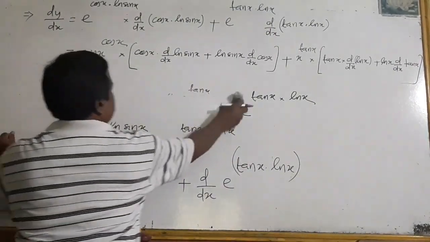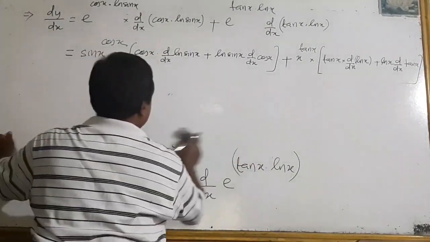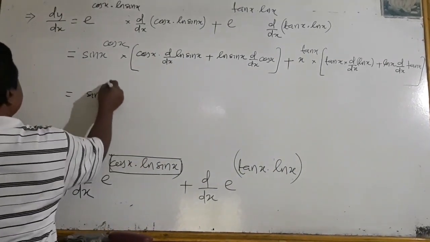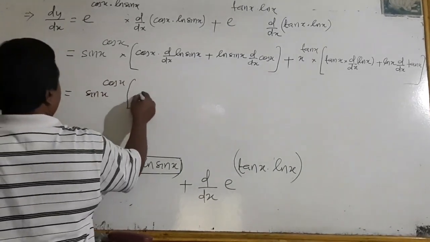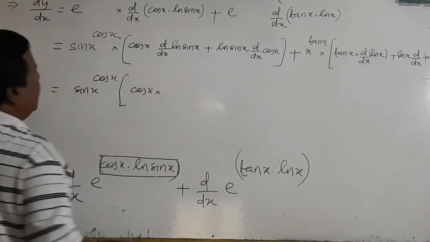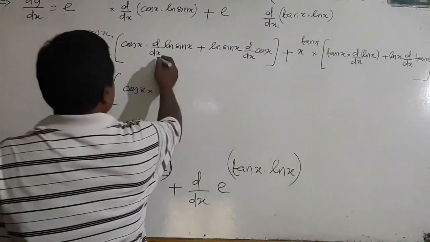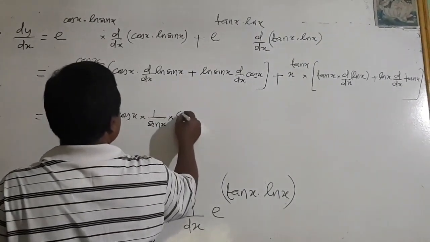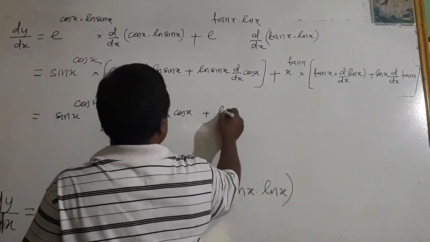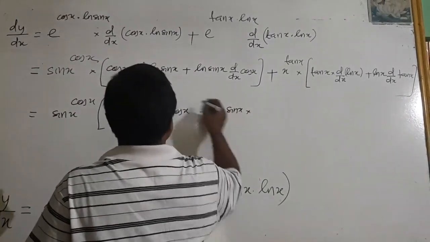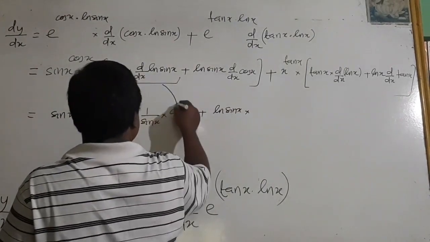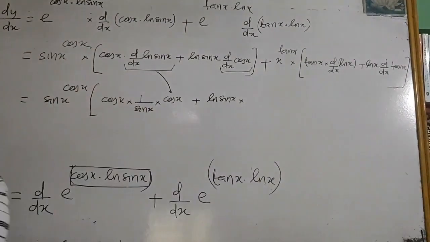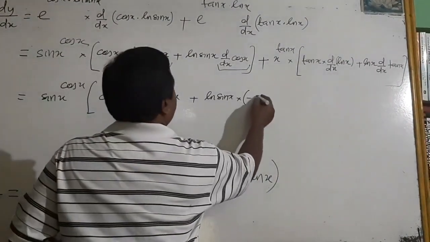It becomes sin x into cos x, and in place of ln sin x, what will you do? d/dx of ln sin x is 1 by sin x into the derivative of sin x, which is cos x, plus ln sin x, and the differentiation of cos x: d/dx of cos x is minus sin x.